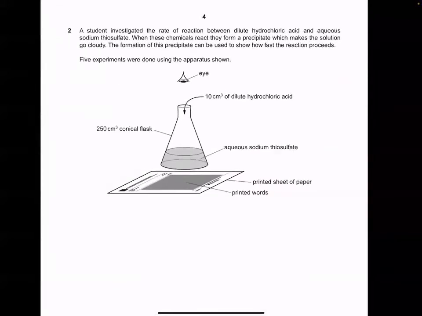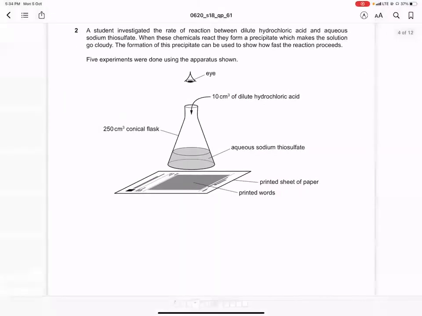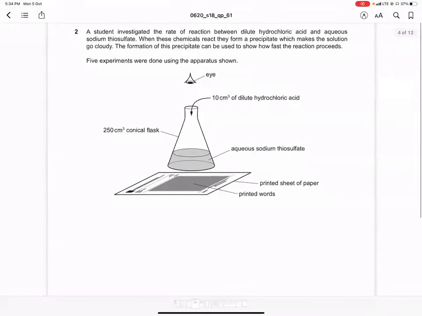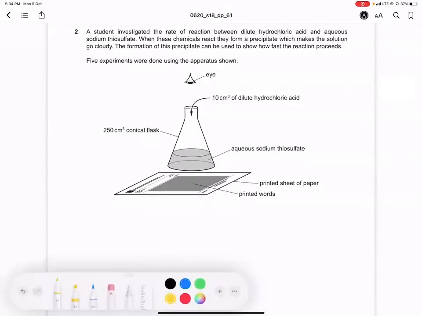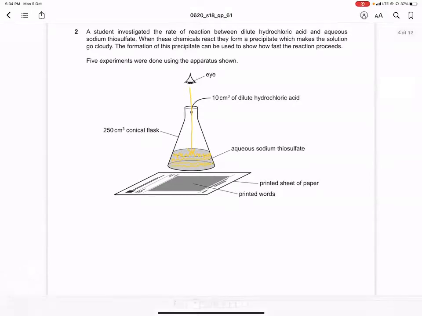Question 2 is a very famous experiment of the reaction between aqueous sodium thiosulfate and dilute nitric acid. This reaction produces sulfur, which is a yellow solid, and sulfur builds up in the solution until it blocks the vision of the inspector, so he won't see the printed words on the printed sheet. The faster the rate, the faster the sulfur will build up in the conical flask, and the faster the observer will not be able to see the printed words.